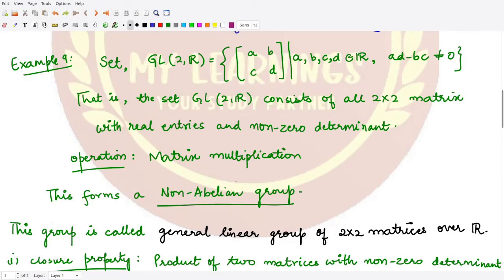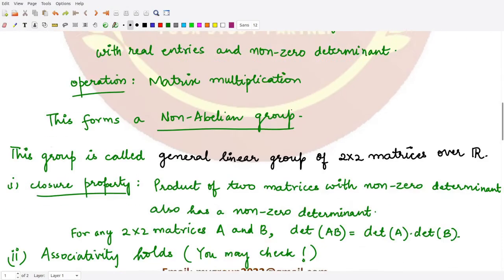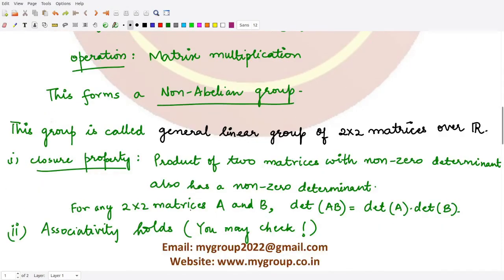So for that, we first of all require the closure property. What does it mean? If we take 2 such elements and we multiply them, do we get a matrix which also belongs to this particular set? So the answer is yes. Why? Because if you multiply two matrices whose determinant is non-zero, say A and B, right?